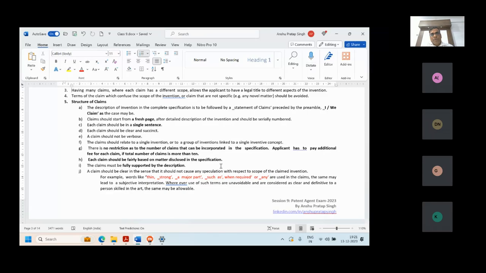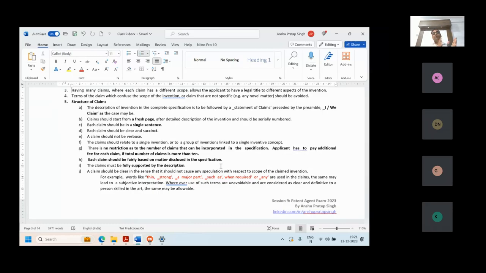But what is the formula of deciding how many claims you should draft? The claims should be drafted as many as is required, not as many as you wish. This is how the claim should be drafted. Further, the claim should be fairly based on the matter disclosed in the specification. Then the claim must be fully supported by the description. If they are not supported, then we will say that they have not been fully disclosed.